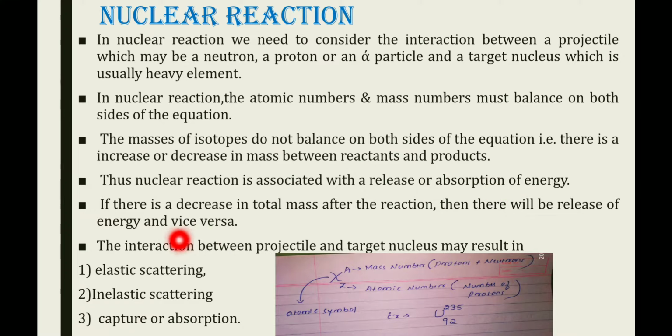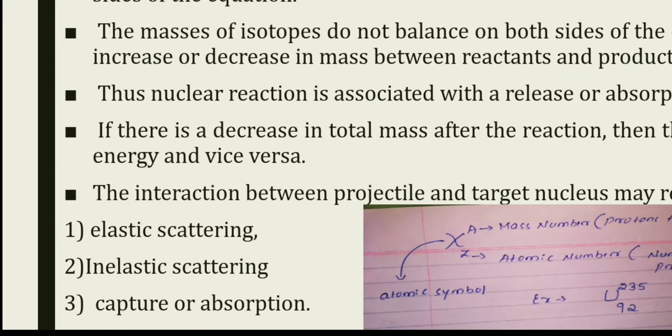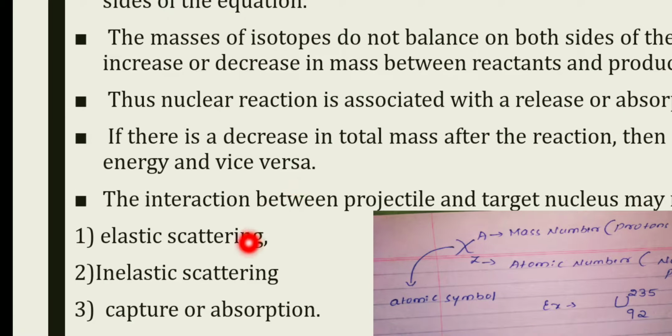Next, the interaction process between the projectile and the target nucleus. The target nucleus is uranium-235, with atomic number 92. The projectile is either a neutron, proton or an alpha particle. Which projectile have I considered in this reaction process? I have taken a neutron here. During this interaction, three processes result. Which are those? The first is elastic scattering, the second is inelastic scattering, and the third is capture or absorption.